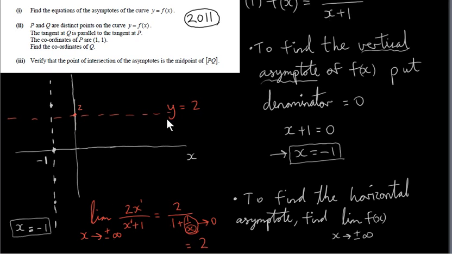So the equation of the horizontal asymptote is y equals whatever this limit is. So it's y equals 2. The equation of a horizontal line is y equals a constant, and the constant is the value that the line cuts the y-axis at.